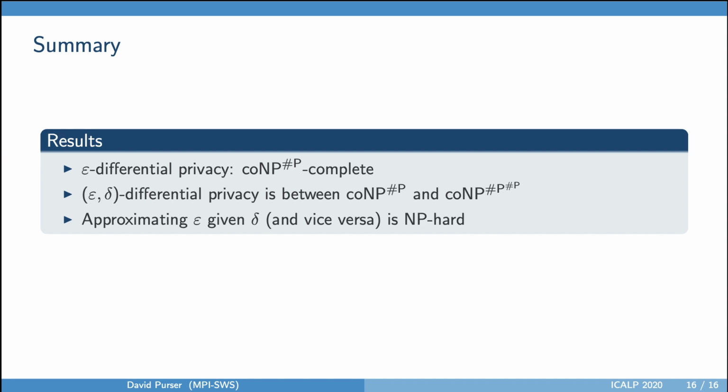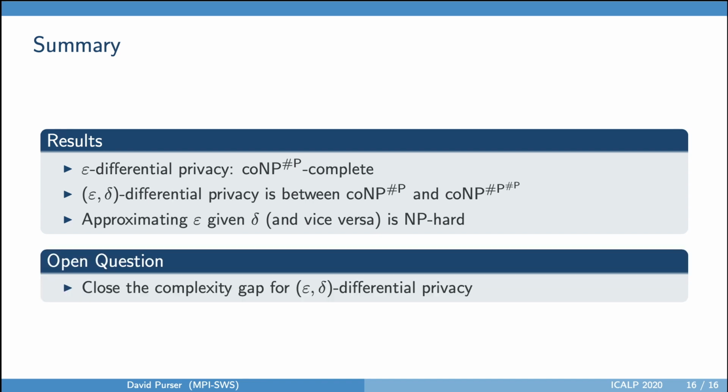We also show it's NP hard to approximate epsilon given delta. The result proceeds similarly to the hardness result already shown. The remaining open question is to close the complexity gap for epsilon delta differential privacy. Is it coNP with a sharp-p oracle complete, or coNP with a sharp-p oracle complete, or complete for a class in between?